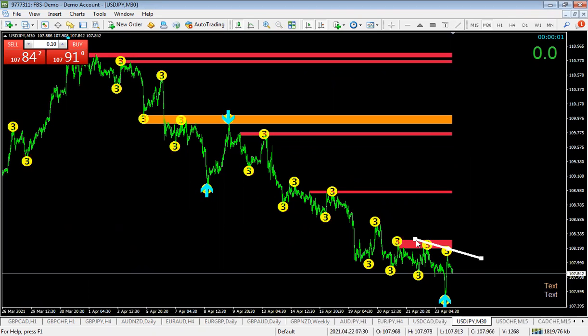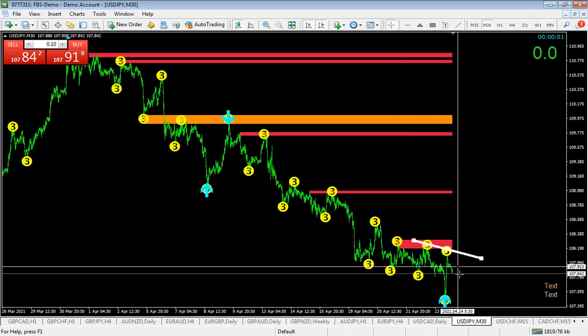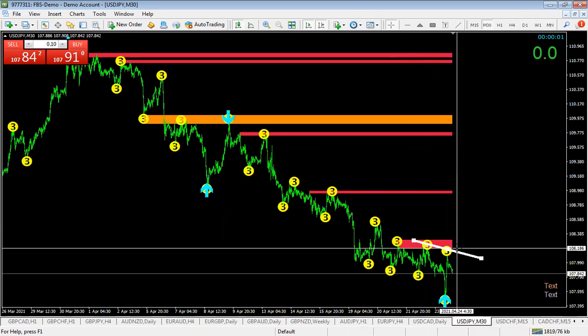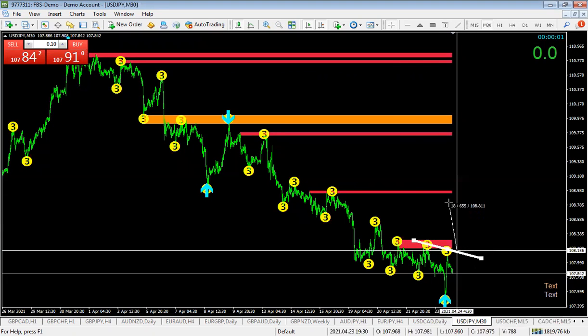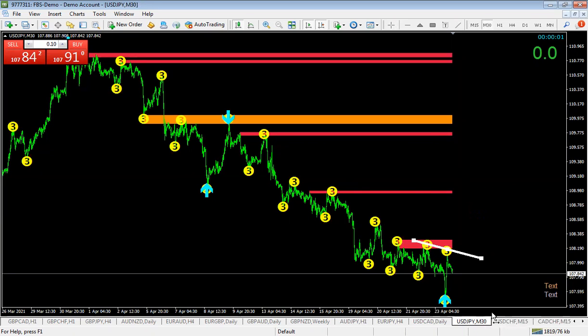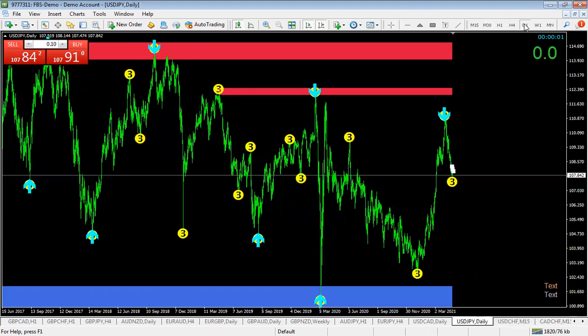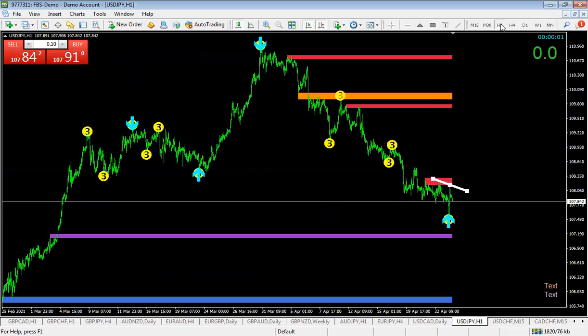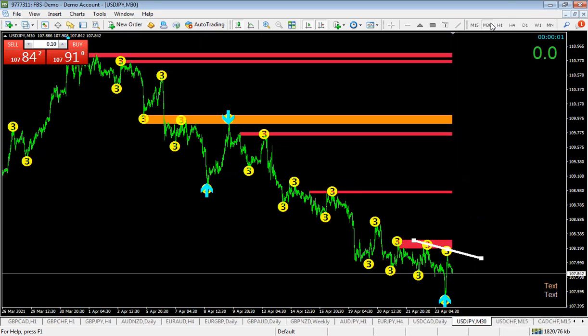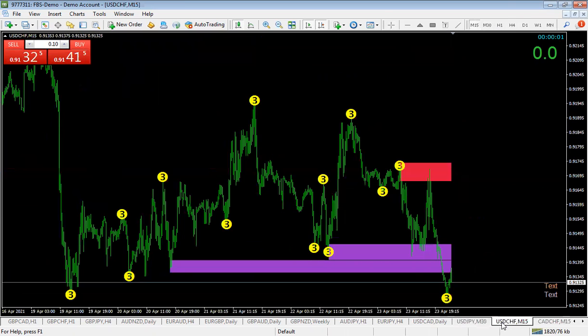So let's see. After this breakout here, boom, the market can go right up. It's possible, right? After this breakout, you can expect the market to go right up here, right? Let's see further what's happening. Okay, not much. So we can just hope for that.